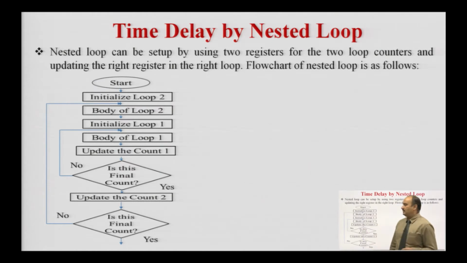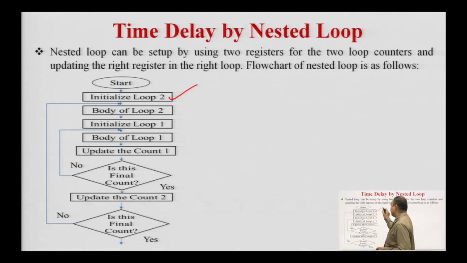Next is the time delay generated by the nested loop. What is a nested loop? A nested loop can be set up by using two registers for the two loop counters and updating the right register in the right loop. The flow chart of the nested loop is as follows. So, a nested loop is nothing but one loop inside another loop.